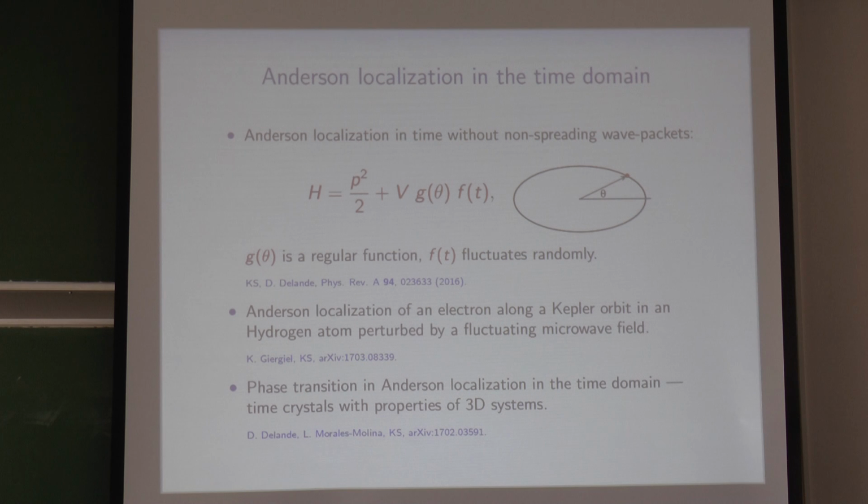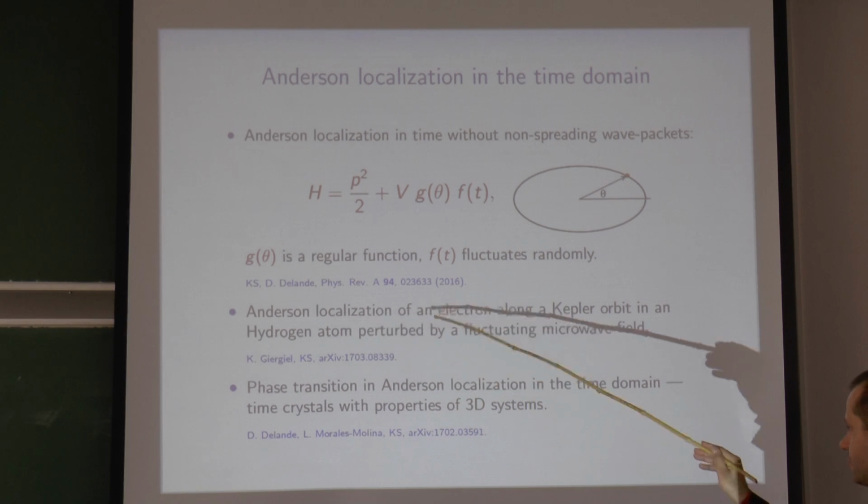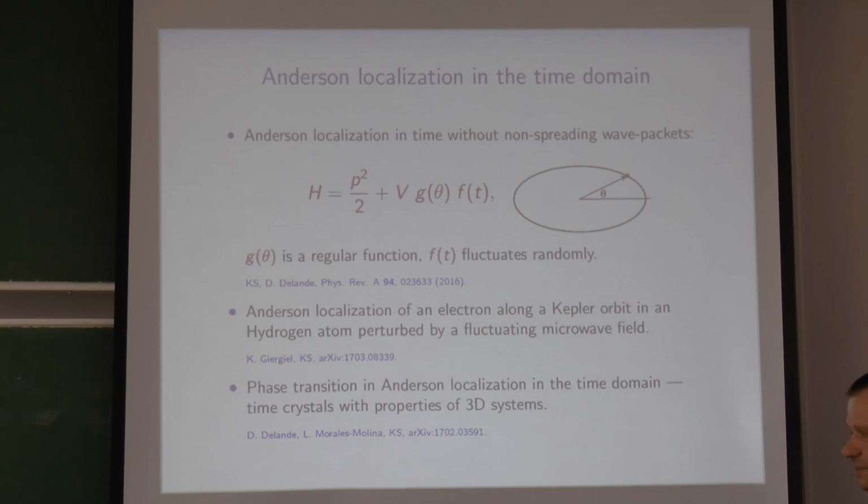Experimentally, there is a chance it can be measured in ultra-cold atoms, but also a chance that it could be measured in a single atom. If we have a hydrogen atom perturbed by a fluctuating microwave field, again Anderson localization of an electron along the Kepler orbit can be predicted.